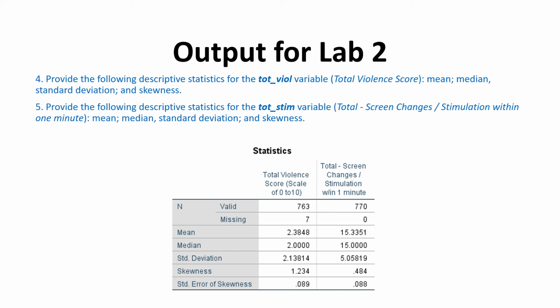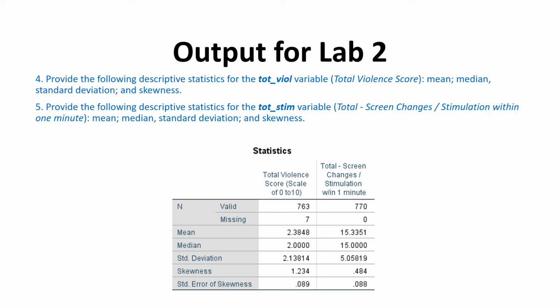So for those of you who are working with SPSS, you're going to need to go back a couple slides and think about, okay, how did I go and actually run my statistics? So remember, it's that analyze, descriptives, frequencies, right? So same thing that we did several slides ago. And then now you're going to put the TOT_VIOL and the TOT_STIM variables over into the variables box. And then you're going to go to the statistics tab and you're going to select the mean, the median, the standard deviation, and the skewness.